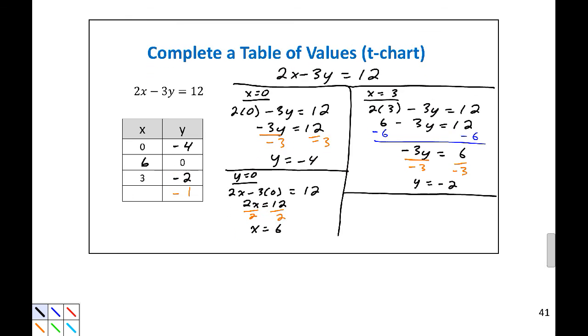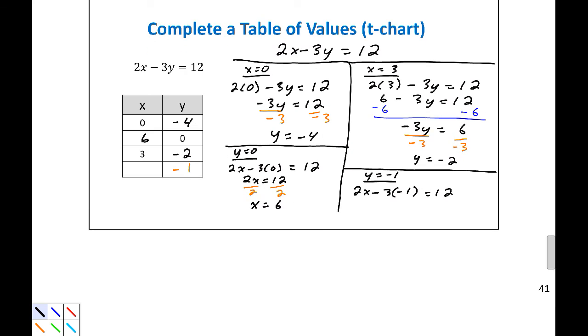Now for our last ordered pair, our y coordinate is -1. So this will be 2x minus 3 times -1 equals 12. And multiplying -3 and -1, this becomes +3. So this equation will be 2x plus 3 equals 12. Subtracting 3 from both sides, we get 2x equals 9.